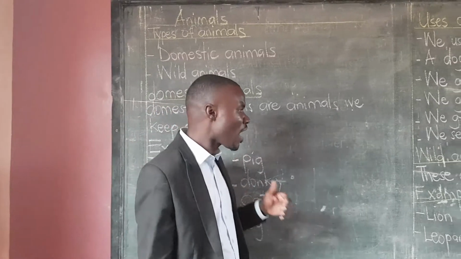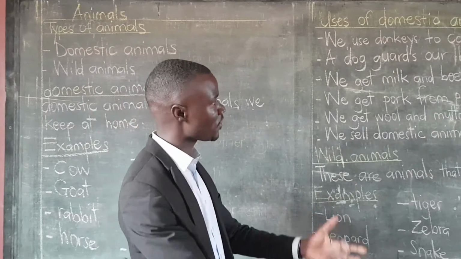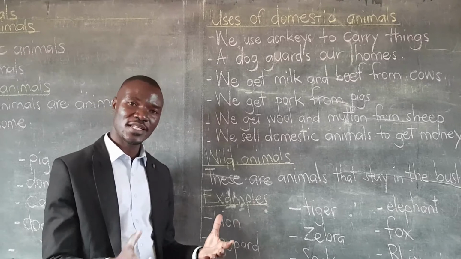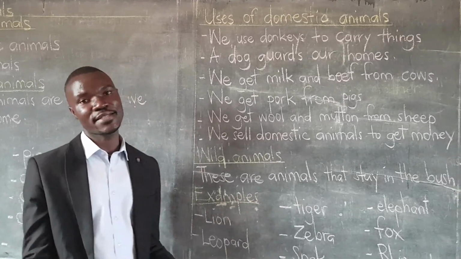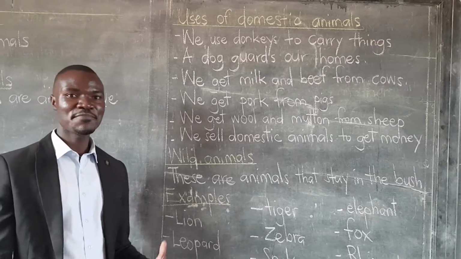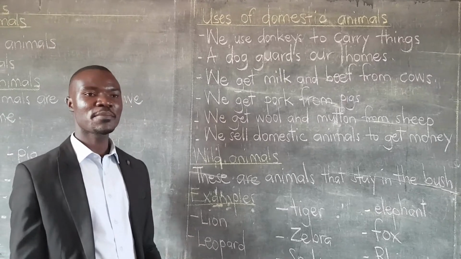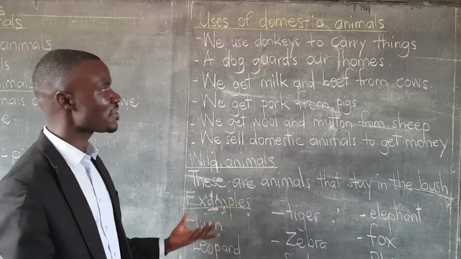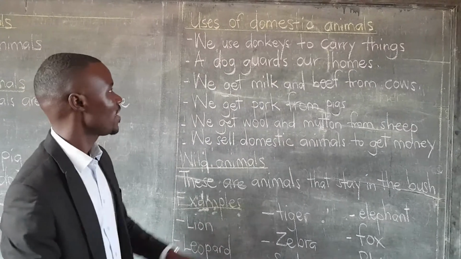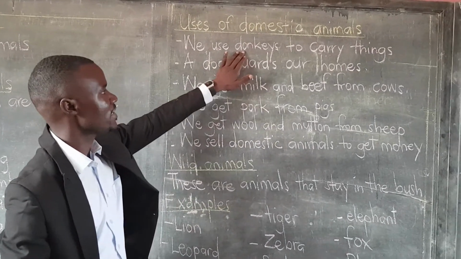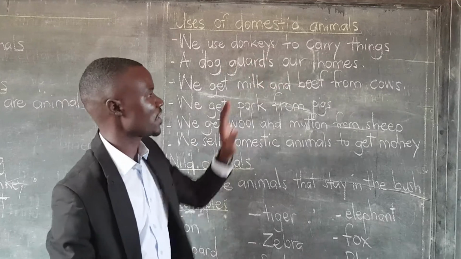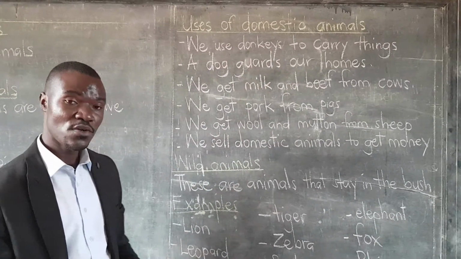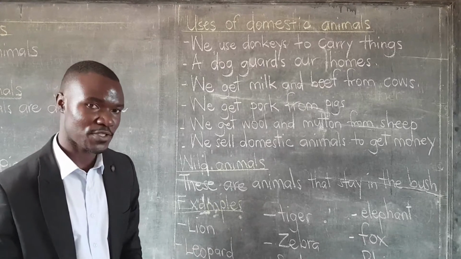So how are these domestic animals important? We are going to look at how these animals are useful to us as humans, as man. When I talk about man, I'm talking about human beings. You and I, how are they important to us? The donkey is used for carrying things. In other words, we use donkeys for transport.